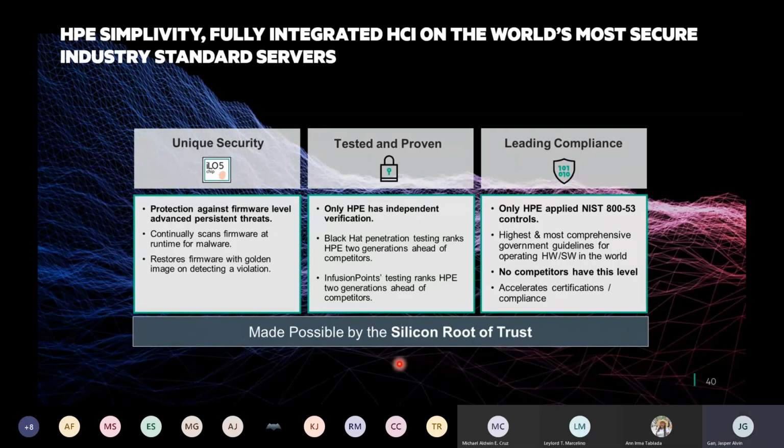Next, these are tested and proven results by independent organizations that rank HPE 2 generations ahead of any of our competitors in terms of security. Also, with compliance, especially with manufacturing, we usually need to have some compliance. HPE leads in the compliance department, like NIST 800-53 controls, which only HPE has complied with, as well as CNSA, the standards from the US, Pentagon level security in the US.